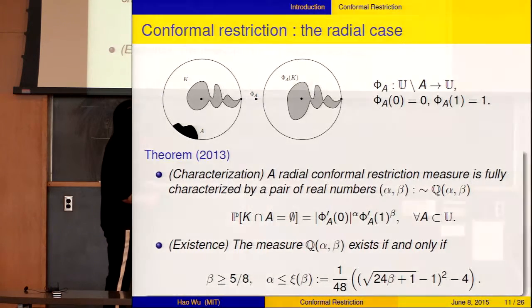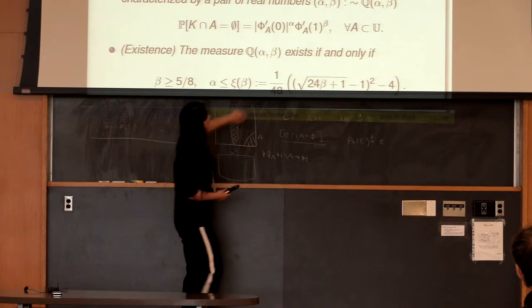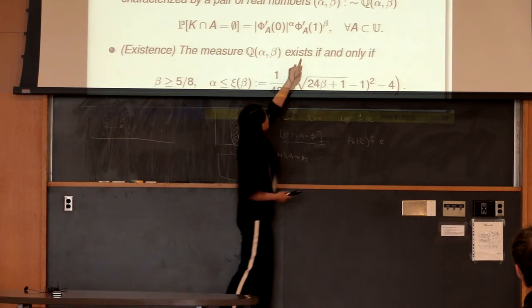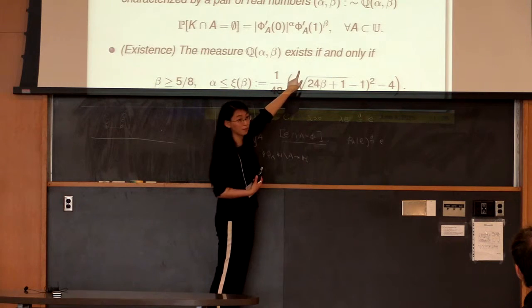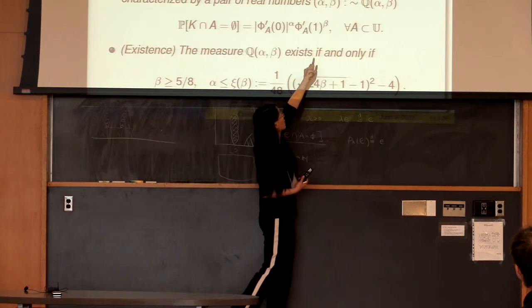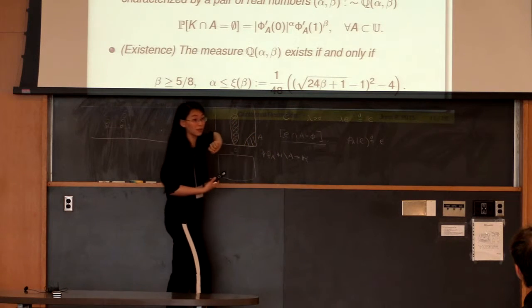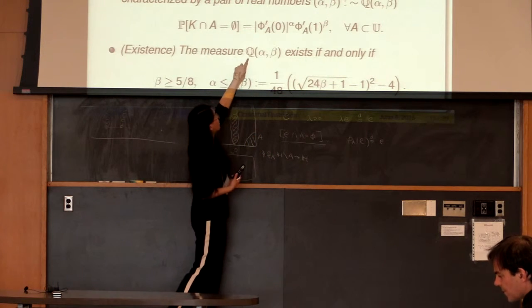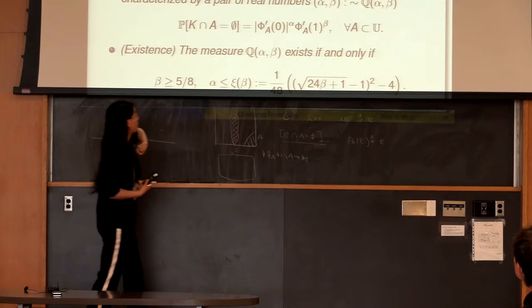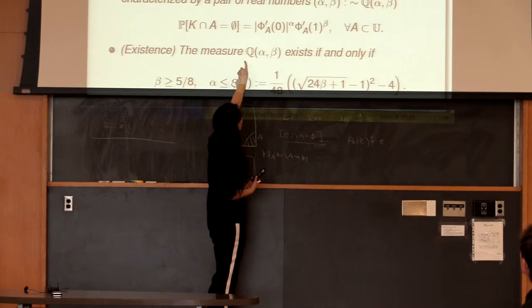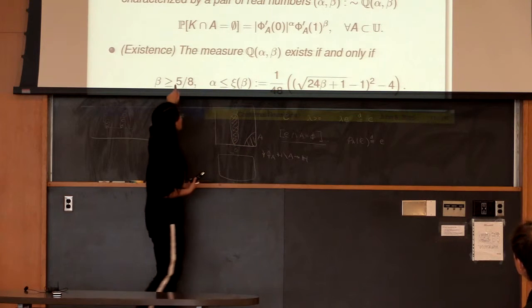So the probability of K avoiding A equals the product of two things. This part, phi A prime of 1, where 1 is the boundary point, to the power beta. So it has the same form as in the Chordal case. But now we have one more quantity here: phi A prime at the origin to the power alpha. So this is the relation between these two real numbers and this random set.